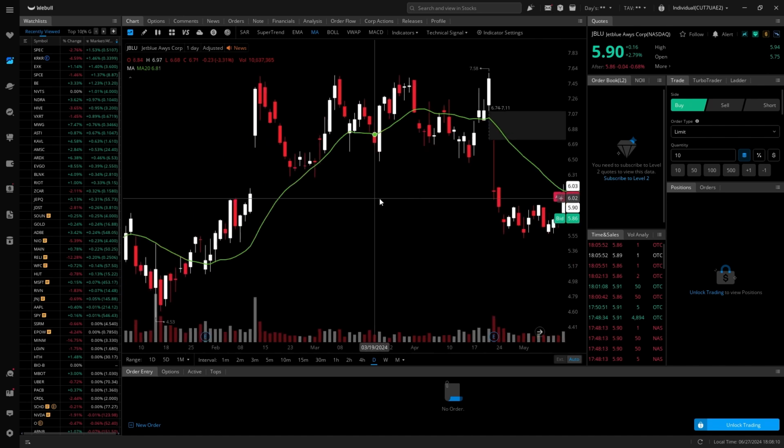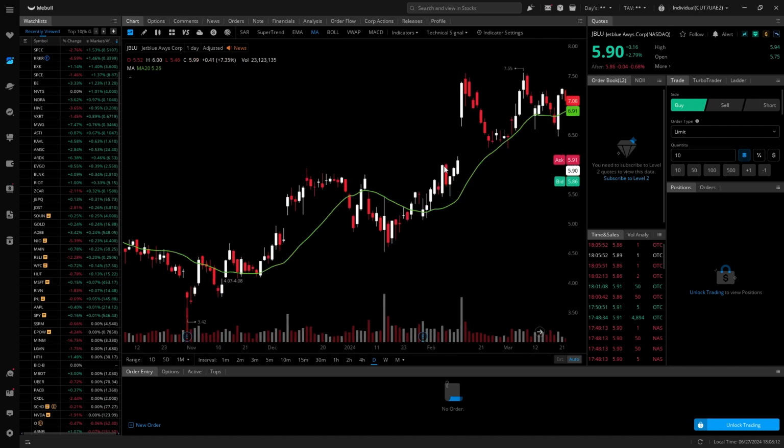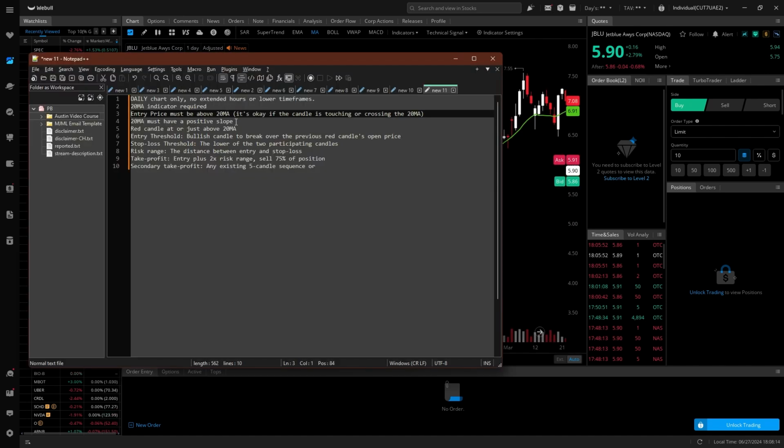Okay, that's it. Simple. Now, when it comes to the actual buy, we're going to use the moving average as another filter. So price has to be above the 20 period moving average. It's got to be above this line. And we also want to add in that the moving average, the line, needs to have a positive slope.